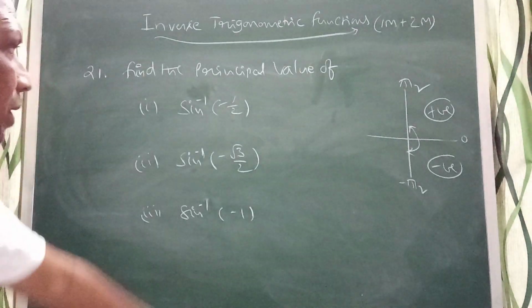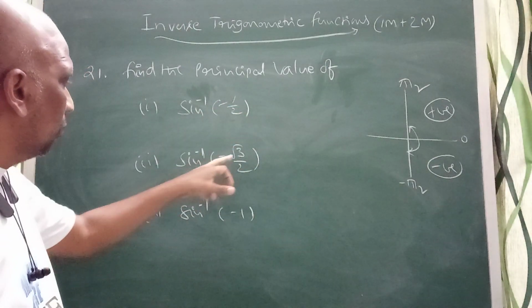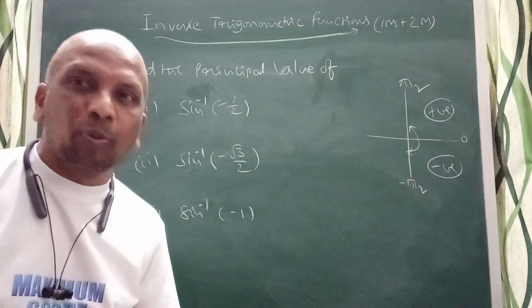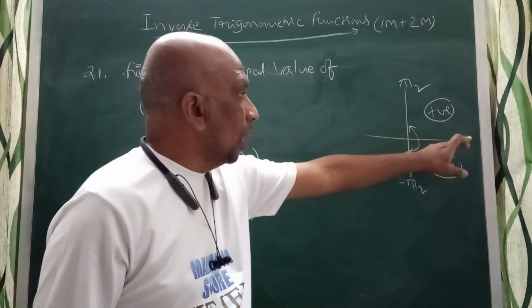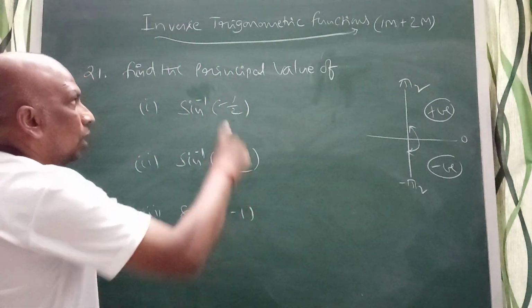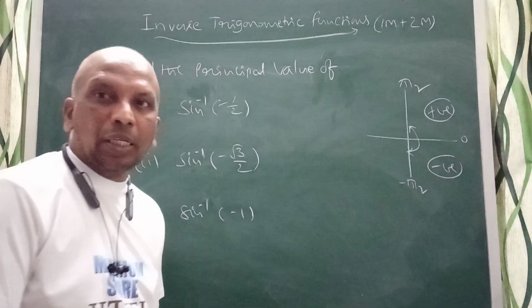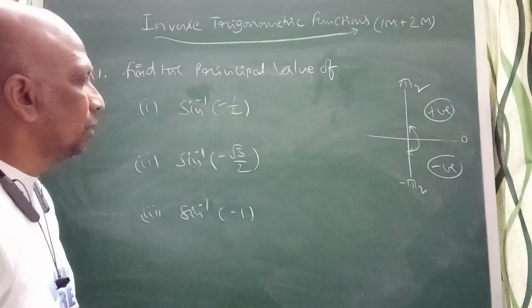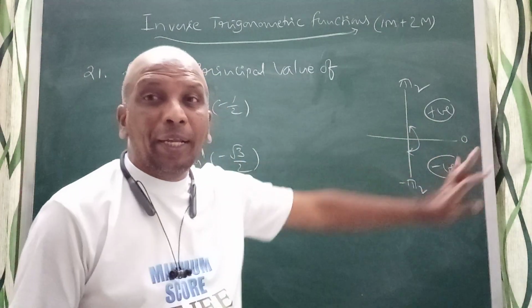Now see these related three problems. Find the principal value of sin inverse minus 1 by 2, sin inverse minus root 3 by 2, sin inverse of minus 1. When this value is positive, the angle should lie between 0 to pi by 2. When it is negative, the principal value should lie between minus pi by 2 to 0. When I am talking about a negative angle, everything is negative only, so think the angle should be negative.